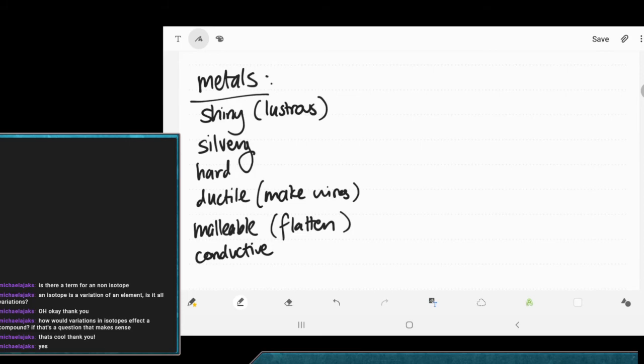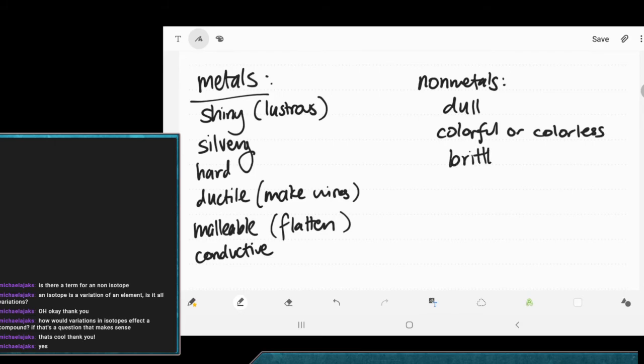And we're going to see non-metals tend to be the opposite of all these things. Non-metals are dull. They are often colorful or colorless. These are brittle. And they are not ductile or malleable, and they are insulators. So they do not conduct heat or electricity very well.